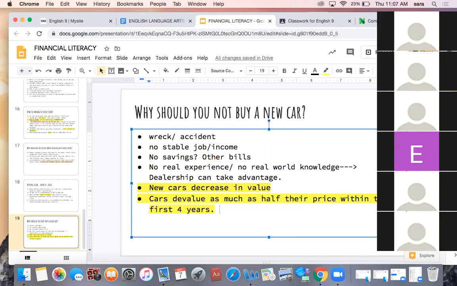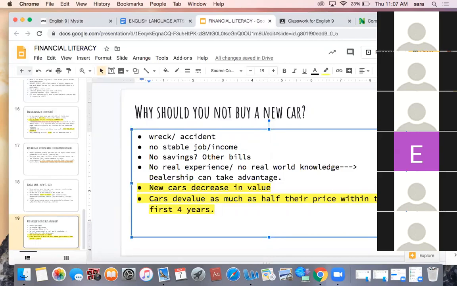So imagine you bought your new whip. Amazing, it's pretty, so cool, right? You're flashing it around. But as soon as you leave the dealership, it starts decreasing in value, so it's not worth as much as you bought it for. 4 years later, it's not even worth half of what you bought it for. So let's say it was $40,000. If you were to sell it after 4 years, people could only give you maybe about $20,000 if you've taken really good care of it. And guess what? You're not even done paying it, and it's already devalued that much. So it's not worth it.